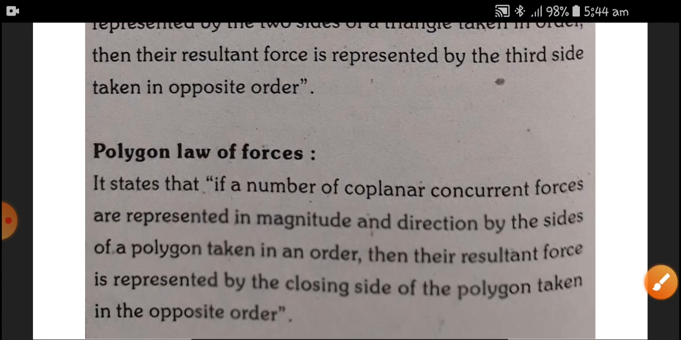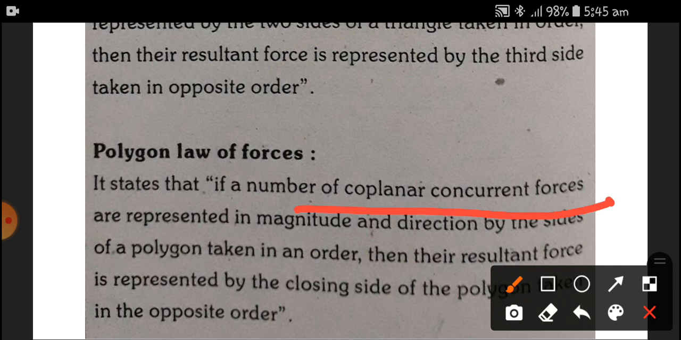The next is the polygon law of forces. One thing you have to understand is that Lami's theorem is for a three-force system and the principle of transmissibility is for a single force system. Parallelogram law is for a two-force system. Triangular law is also for a two-force system. Whereas in the polygon law, a number of coplanar and concurrent forces can be represented in magnitude and direction by the sides of a polygon taken in order, so that the resultant force is represented by the closing side of the polygon in opposite order. As in the triangular law, when the number of sides is more than three, it can be considered as the polygon law of force system.